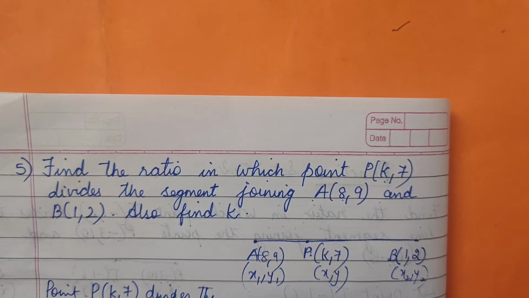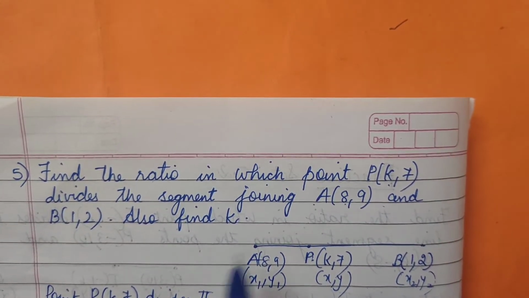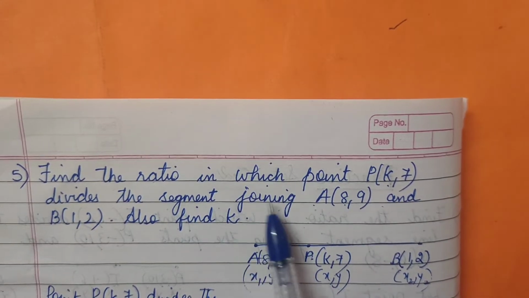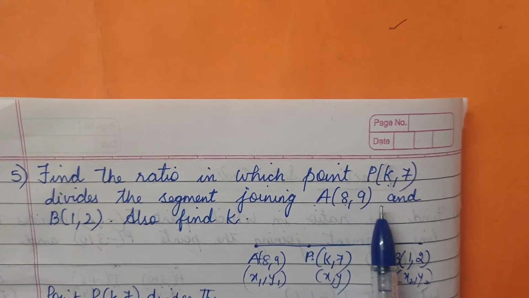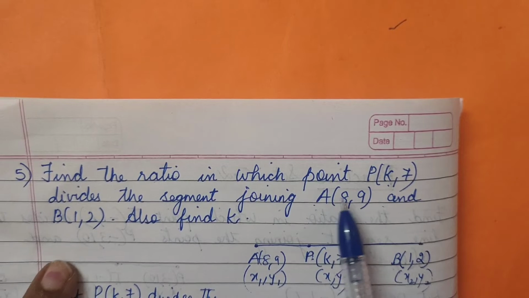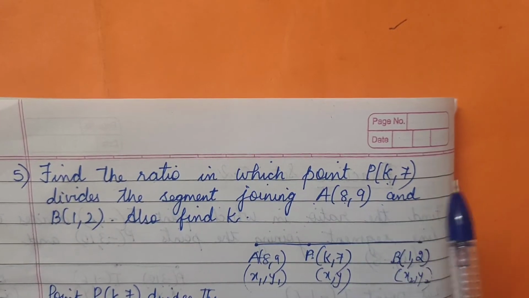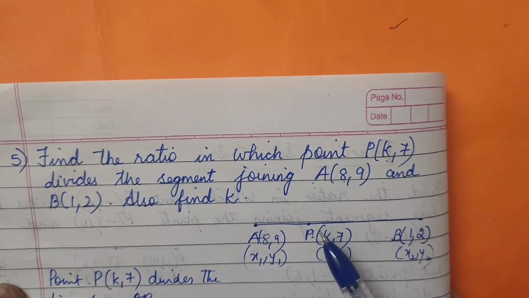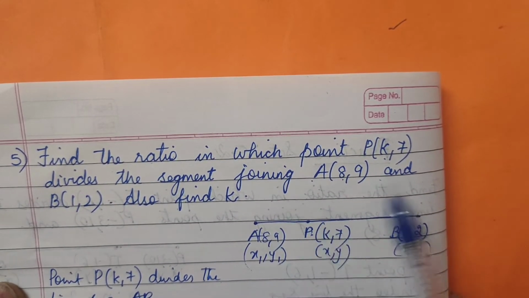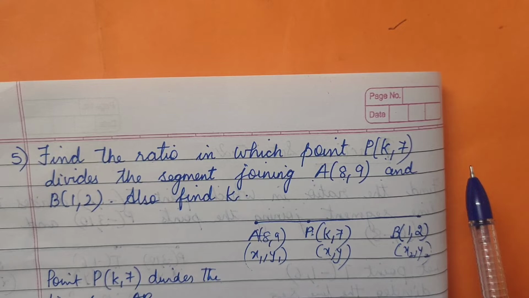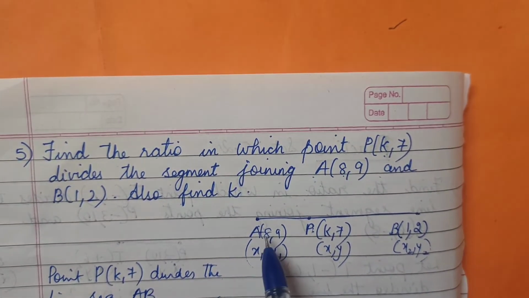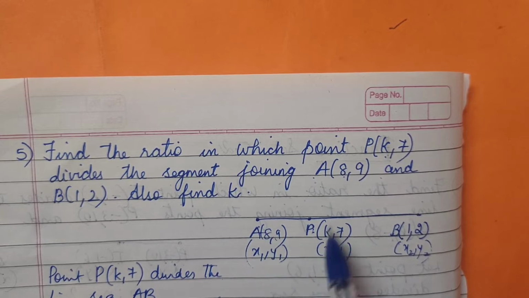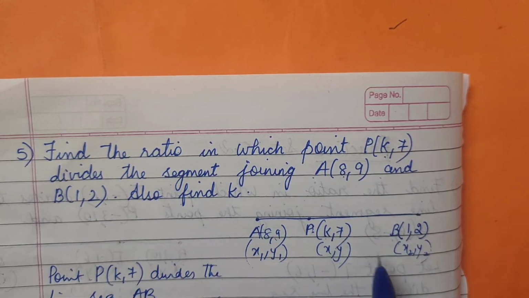Let's move to the fifth question. Find the ratio in which point P divides the segment joining A(8, 9) and B(1, 2). Also find k. What is given is that P is dividing the line segment AB. A is (8, 9), P is (k, 7) and B is (1, 2).